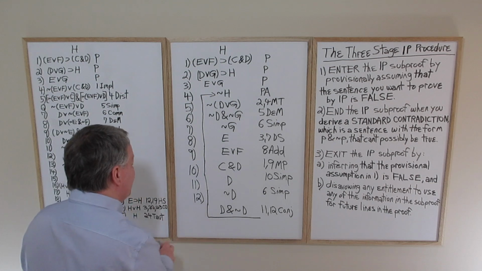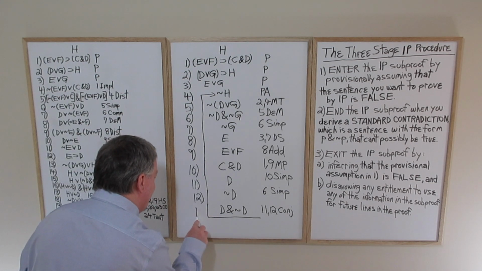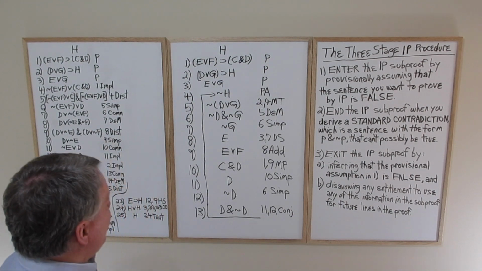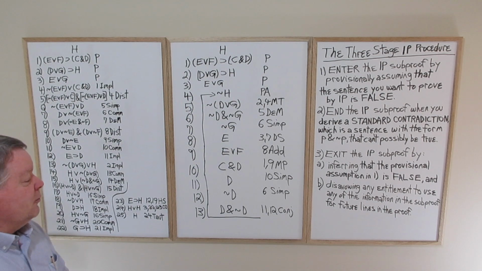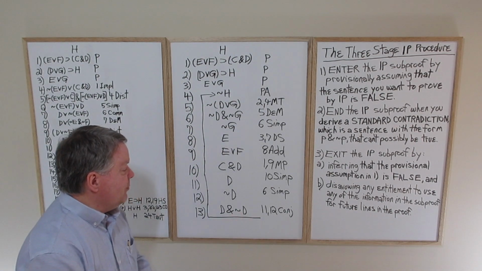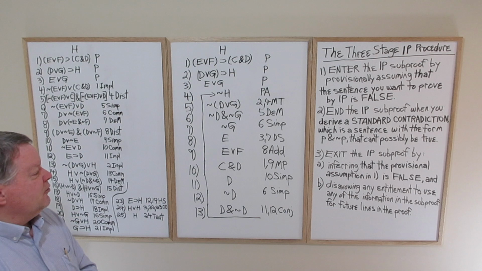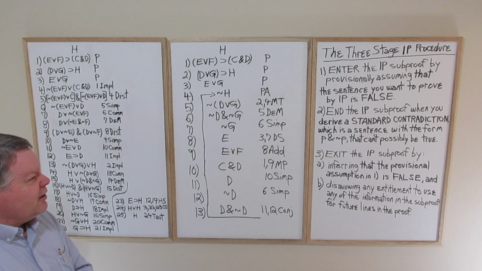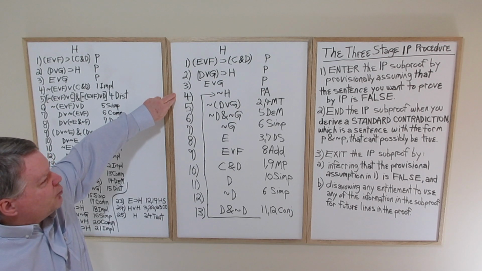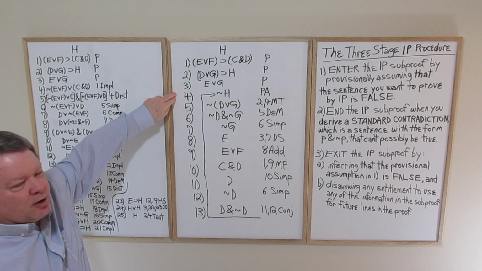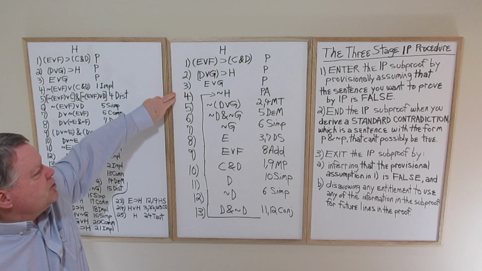So notice then that conjunction is always the last step in an IP subproof. That's the step where you take some sentence, in this case it happens to be a simple sentence, but it doesn't have to be, and that exact same sentence with a tilde in front of it. So where does that leave us then? We entered the IP subproof in stage 1 by provisionally assuming that the sentence we want to prove by IP is false, namely tilde H.